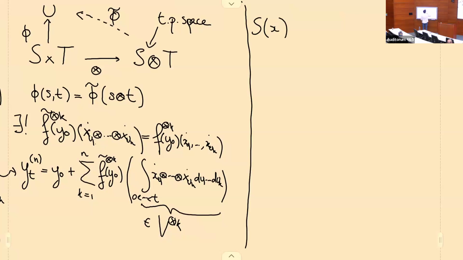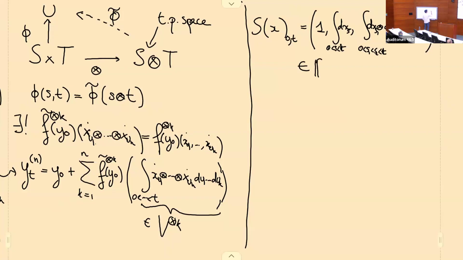The signature S of the path x between 0 and t is going to be the collection of all this type of iterated integrals, right? So it's going to be something of the form 1, and then the integral of the x between 0 and t, and then the double integral, over 0 less than s1 less than s2 less than t, dx s1 tensor dx s2, and so on. Right. So if you put all of these tensors together, you get an object which is a series of tensors that lives in the product of all the relevant spaces.